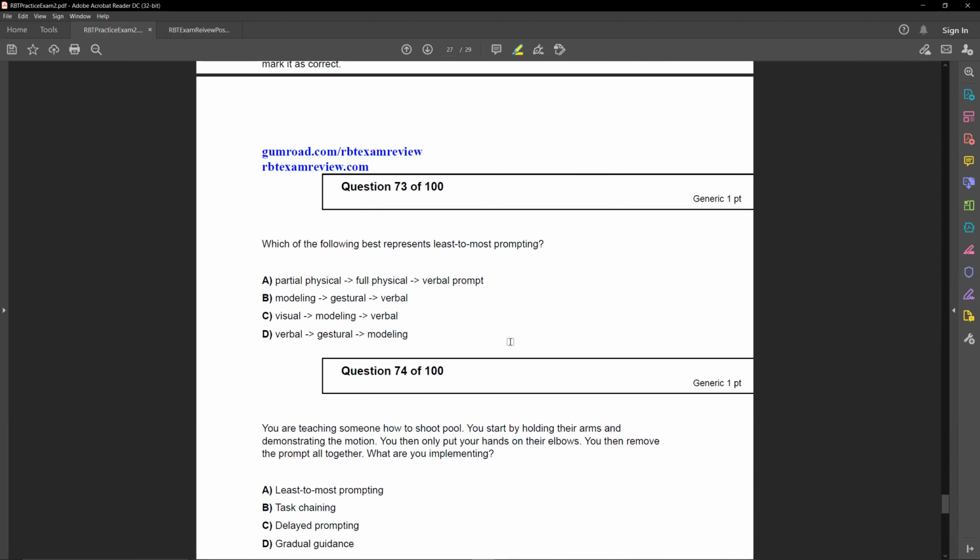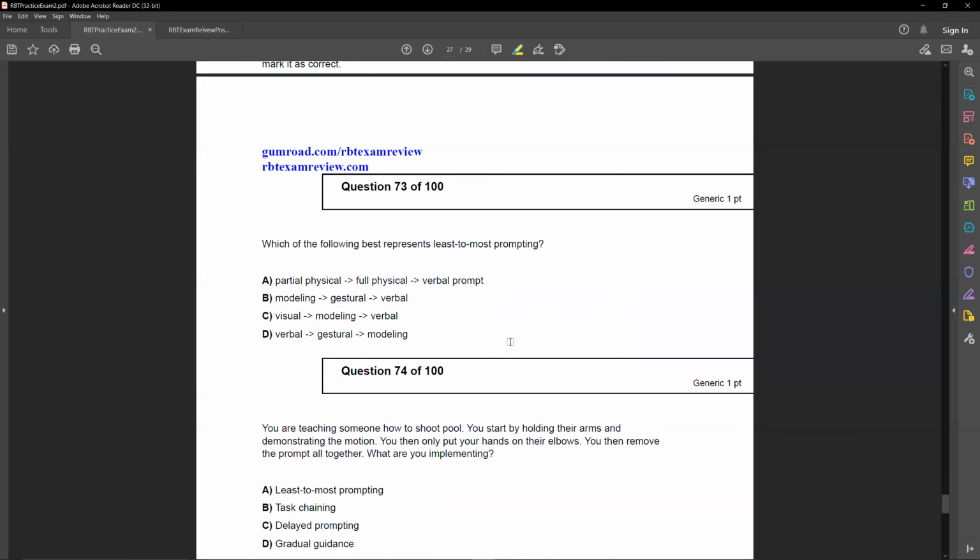These can be a little tricky, because there are different ideas on the correct order of the hierarchy. Some people have visual as the least amount of prompting. Some people have verbal as the least amount of prompting. And really it's client specific when we're doing least to most and most to least.